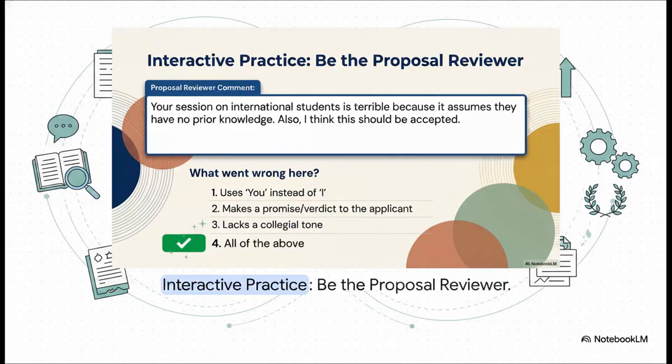If you guessed all of the above, you hit the nail right on the head. This feedback is pretty much a disaster on all fronts. It aggressively uses "you" instead of framing the critique with a constructive I statement. It completely inappropriately makes a promise of acceptance to the applicant. And honestly, calling a peer's session terrible entirely lacks the collegial tone we expect from TESOL professionals. Always aim to lift your peers up, even if you have to give a lower score.